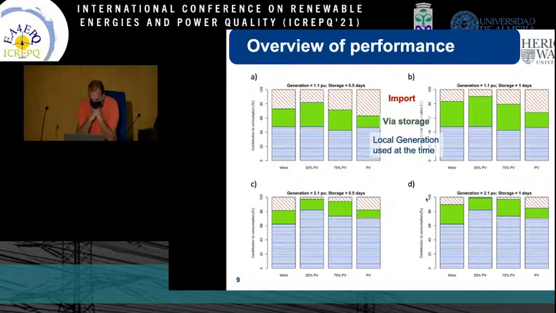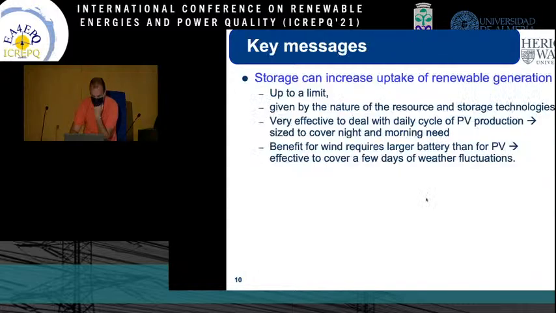On the right side, with larger storage, the initial storage usage, the green bits at the top right, is much bigger than on the left, so we can use the storage much more and get more benefit. Bottom right compared to bottom left, the blues are the same because that's generation. The greens are the storage, very similar between left and right, and therefore there's not much difference in benefit from bigger storage. So quite a complicated picture, but the key message is storage can increase uptake to a limit.